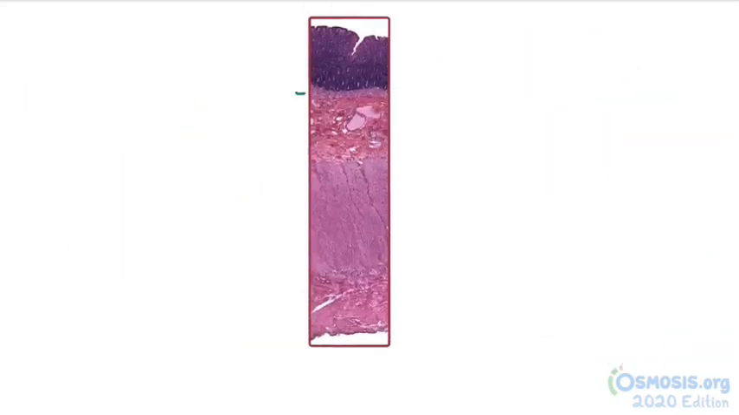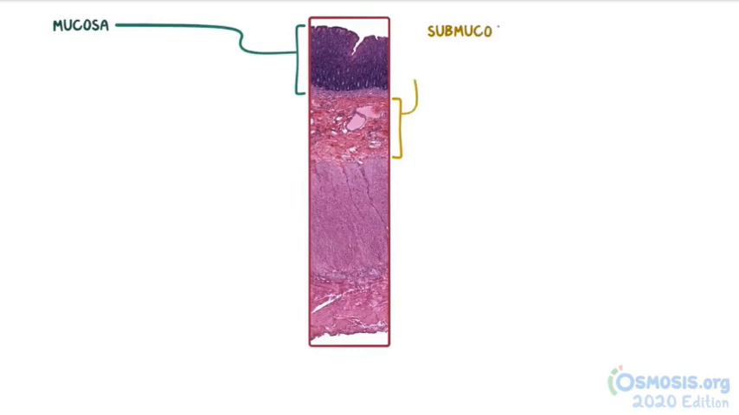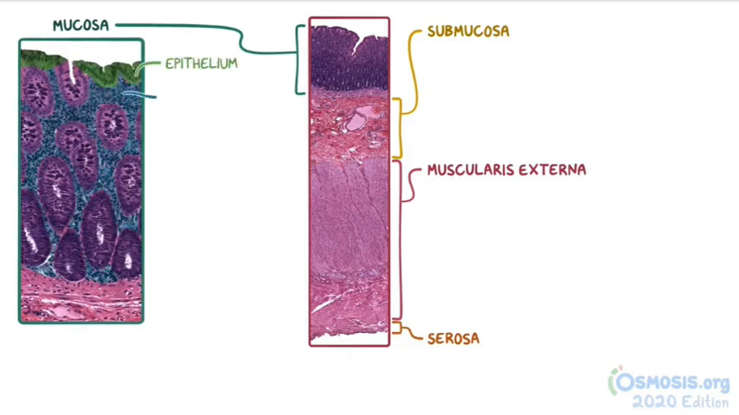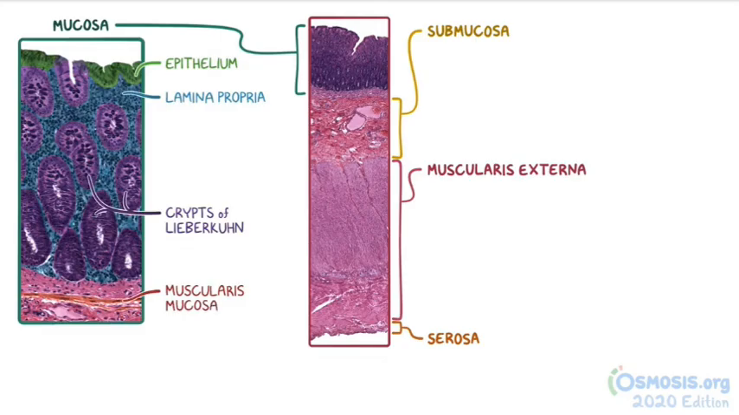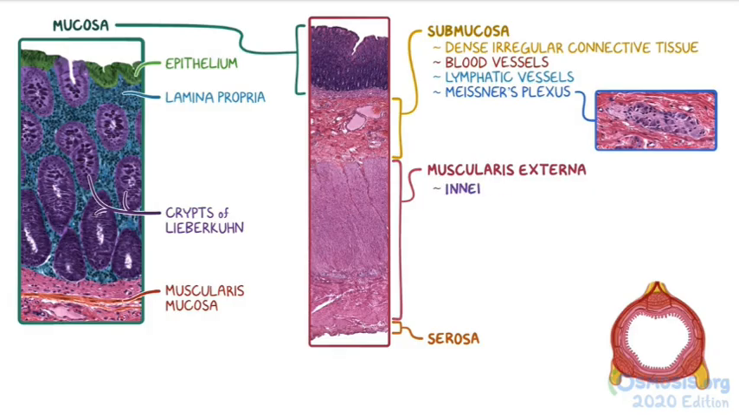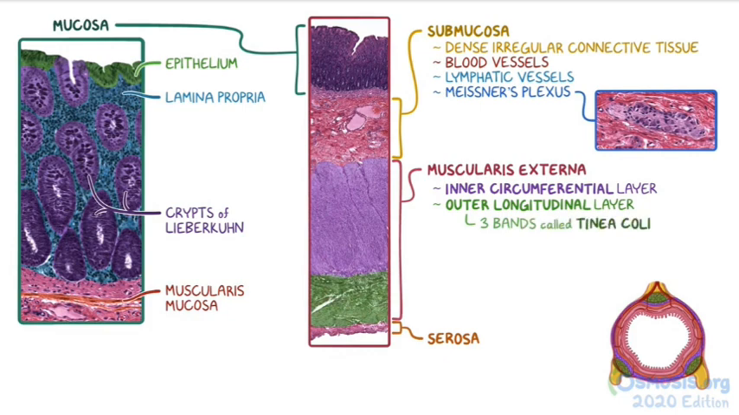The colon has 4 main layers: the mucosa, submucosa, muscularis externa, and the outermost layer of serosa. The mucosa is comprised of an epithelium, lamina propria, crypts of Lieberkühn, and muscularis mucosa. The submucosa consists of dense irregular connective tissue, blood vessels, lymphatic vessels, and Meissner's plexus. The muscularis externa is a thick layer of smooth muscles with an inner circumferential layer and an outer longitudinal layer that's organized into 3 bands of smooth muscle called tinea coli.